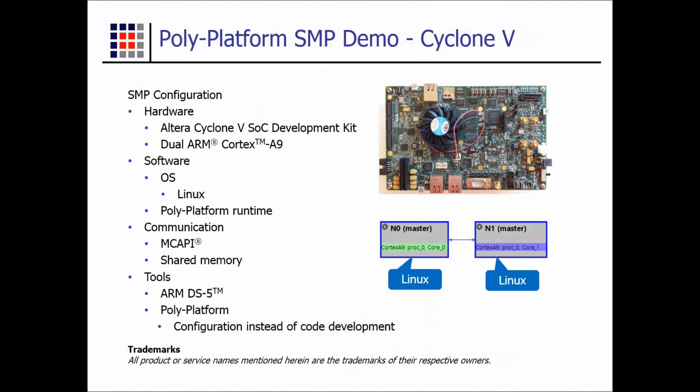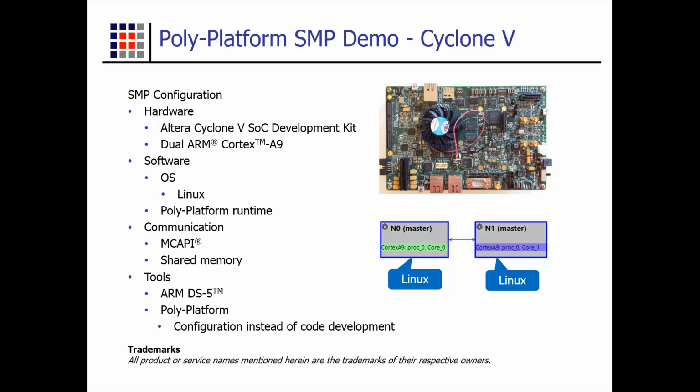For this demo we have the following SMP configuration. Our hardware is the Cyclone 5 FPGA SoC development board. The Cyclone 5 contains dual ARM Cortex-A9 cores. The operating system is Linux on both cores. The poly-platform runtime is used for communication between the cores. The applications are using MCAPI, or Multicore Communications API, defined by the Multicore Association, for passing messages. Shared memory is used as the transport.